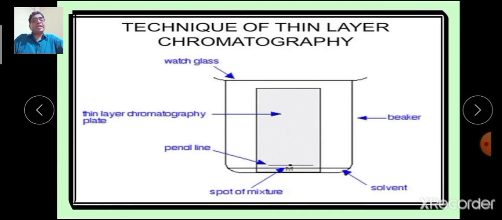The plate is kept in the solvent chamber in the beaker. Solvent is kept at the bottom, and therefore this technique is an ascending technique. To avoid the evaporation of the solvent, the chamber is covered with a glass lid.